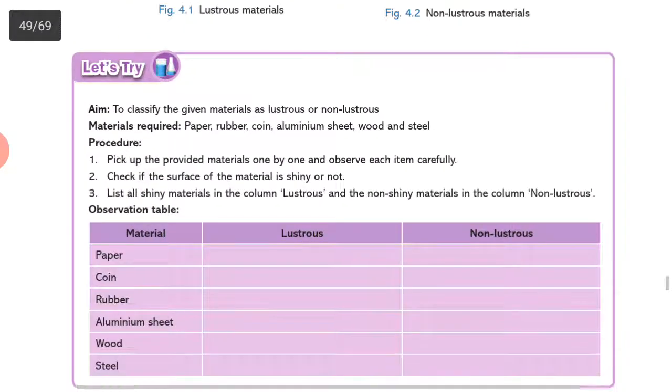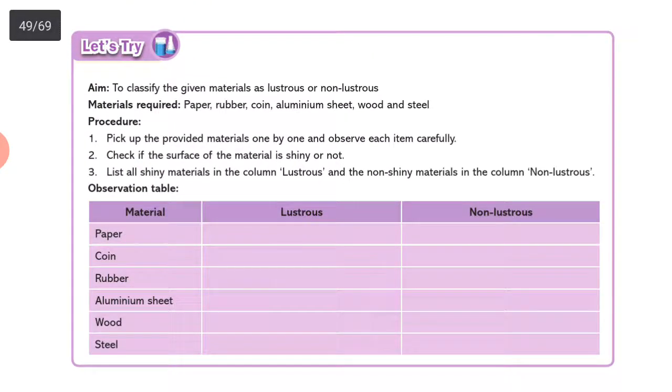Now you can do this activity, and you need to separate the materials into two categories, lustrous and non-lustrous. Paper will be non-lustrous, tick in the non-lustrous column. Coin, lustrous. Rubber, non-lustrous. Just draw this table and put a tick there. Aluminium sheet, it will be lustrous. Wood, it will be non-lustrous. Steel, it will be lustrous again. Okay, got it, dear students?